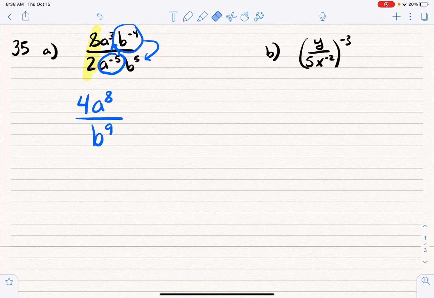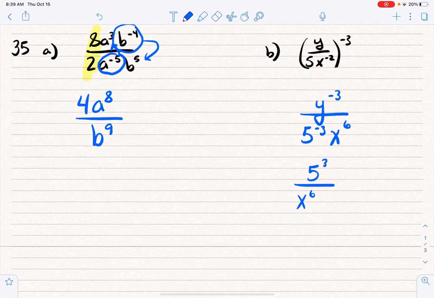This one does have an outer exponent, so we've got to distribute that first. So it's going to be y to the negative third power over 5 to the negative third power times x to the positive 6th power. All right? And so at that point, the y and the 5 will have to move, but the x doesn't anymore. So then the 5 jumps to the top and will be 5 to the third power. The y can jump to the bottom, and it'll be y to the third power.